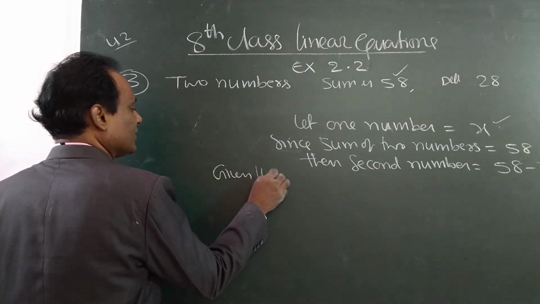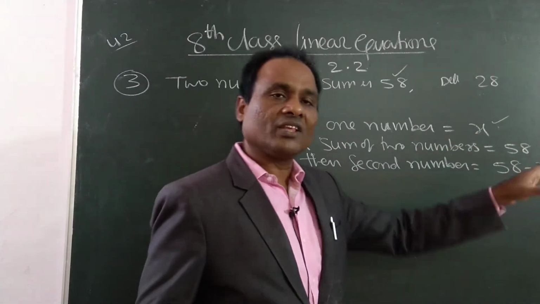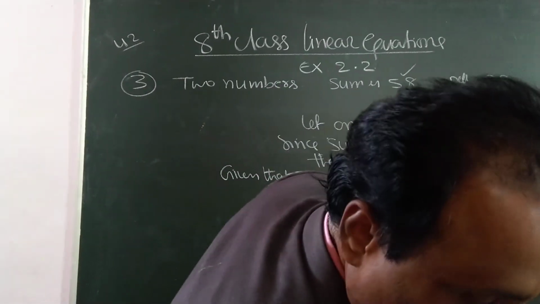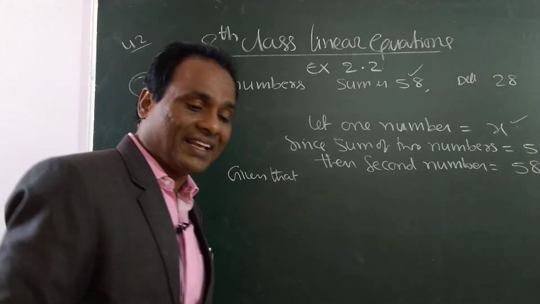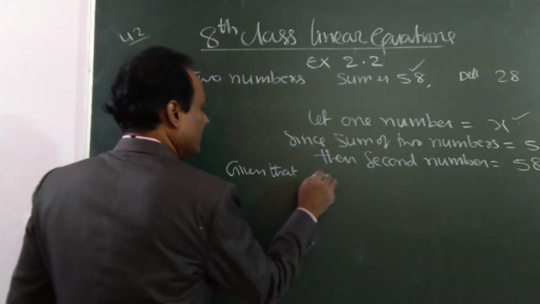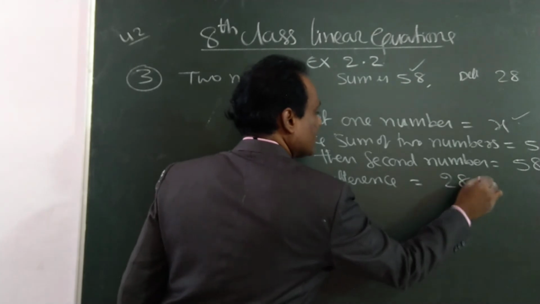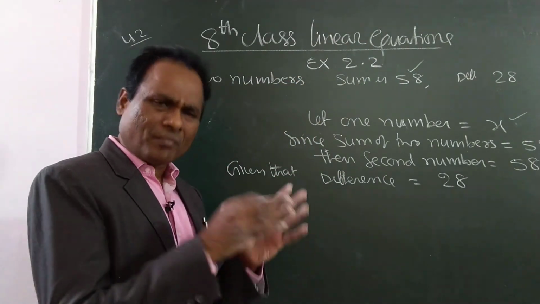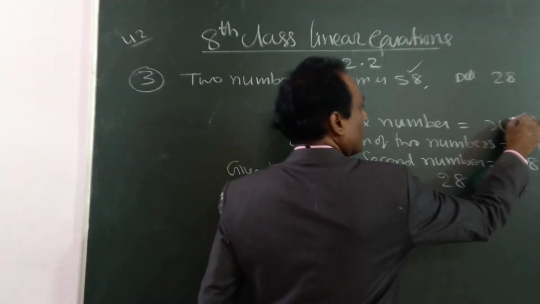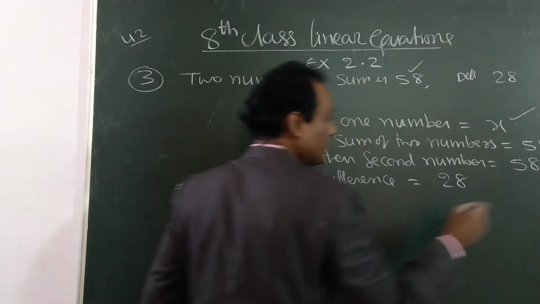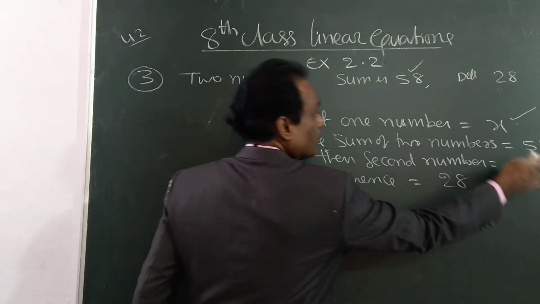Now what is the given relation? Now read the question. One number is x, the other number is 58 minus x. Don't write. Now see, I am reading the question. Difference is 28. Difference means what? Minus. Difference means minus, sum means plus. So this is one number, this is the second number, and we take the difference of these two numbers.